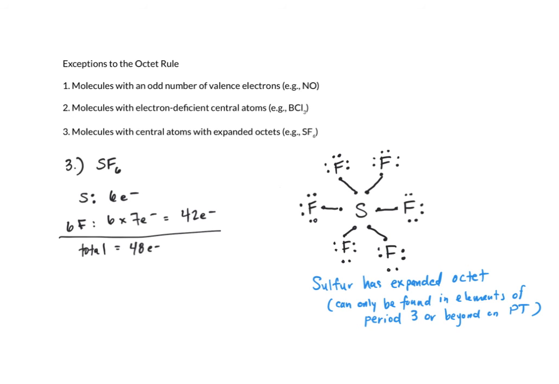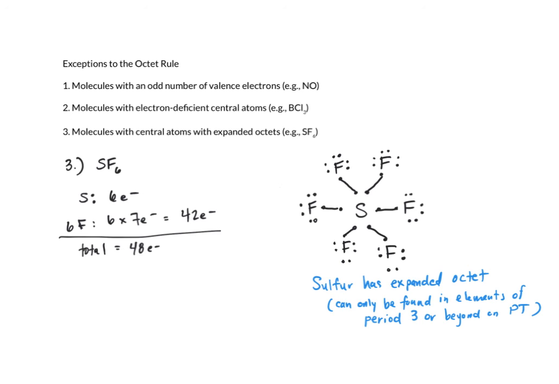The only times that we can see elements with expanded octets are when those elements come from the 3rd, 4th, 5th, 6th, or so on rows of the periodic table. These elements all have valences that at least can house d orbitals, and as we'll see in a future discussion, it's these mixing of d orbital phenomena that allow an element to expand its octet in the first place.